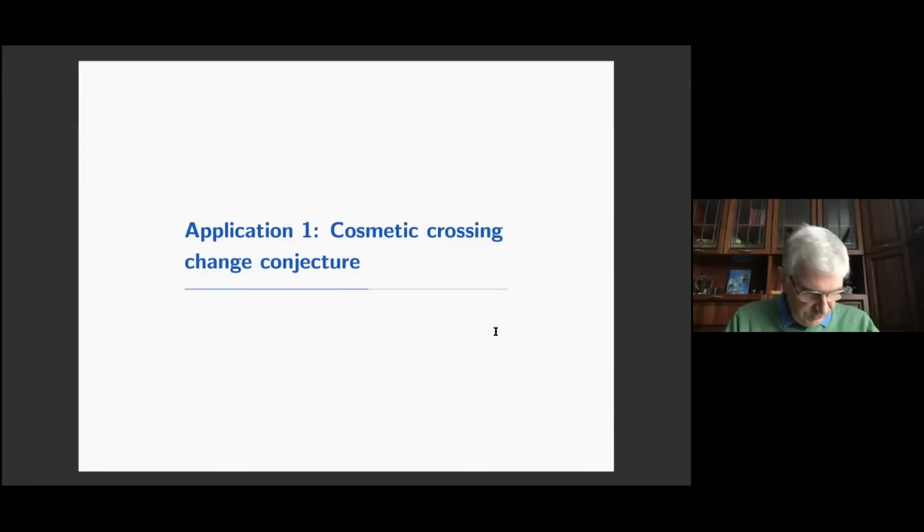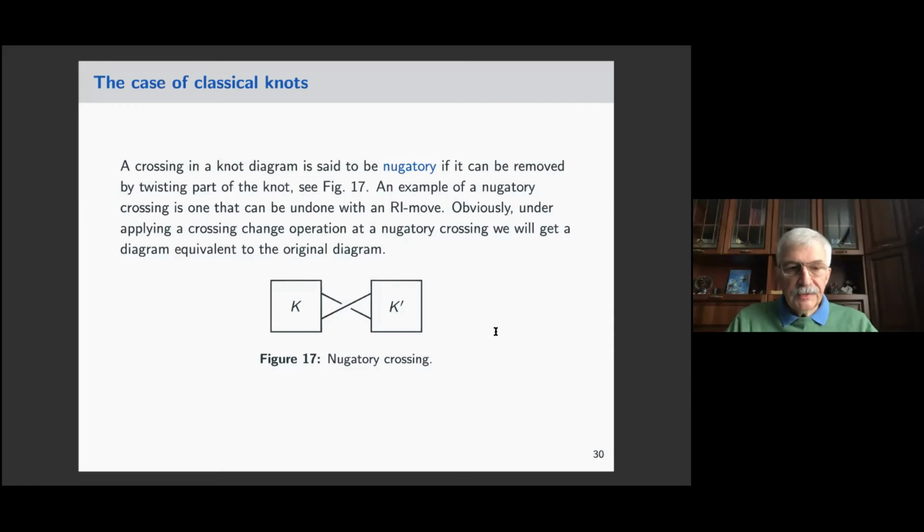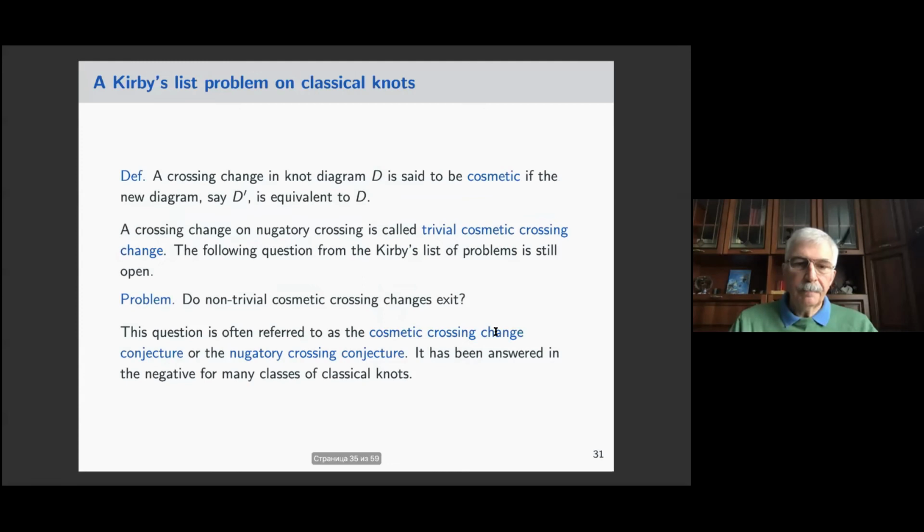And one application which I promised to tell you is related to cosmetic crossing change, and it's interesting also in classical knot theory. So suppose you have a diagram presented as in figure 17. And we have a crossing, which we call a nugatory crossing, because we can kill this crossing just by applying a Reidemeister move R1 or, after half twisting on one part of the diagram. So this is a nugatory crossing because if we change this crossing, we get the same knot diagram. And a crossing change in a classical knot is called cosmetic if the new diagram obtained by changing the crossing to the opposite is equivalent to the original diagram.